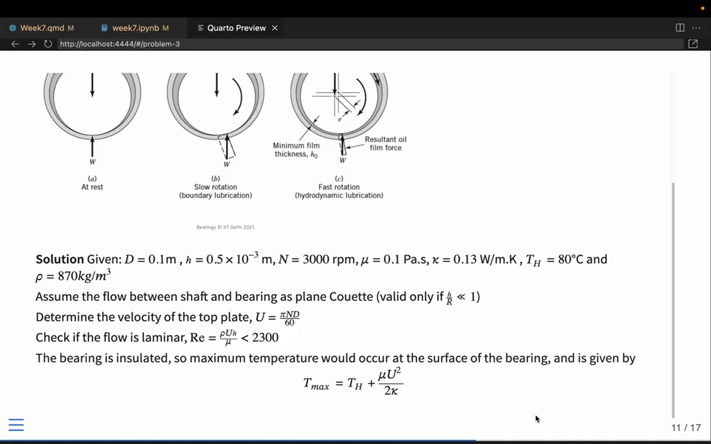The maximum temperature is given by the expression that I showed before on the previous slide. So Tmax is given by Th plus mu U squared by 2k. You know all the values, so you can substitute and get the value of Tmax. I'm getting Tmax to be around 174.9 Celsius, which is actually quite high because the shaft is maintained at 80 and this is at 174. So the difference is around 94 degrees Celsius, and all of this 94 degrees Celsius is coming from viscosity. Because of these frictional forces, this amount of heat is generated, and that is increasing the temperature of the bearing. Are there any questions?